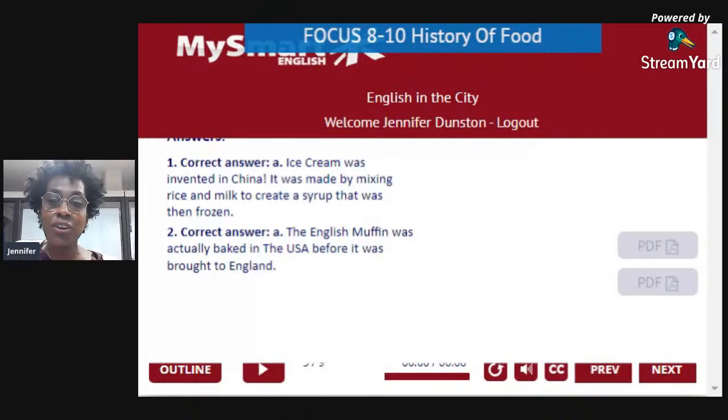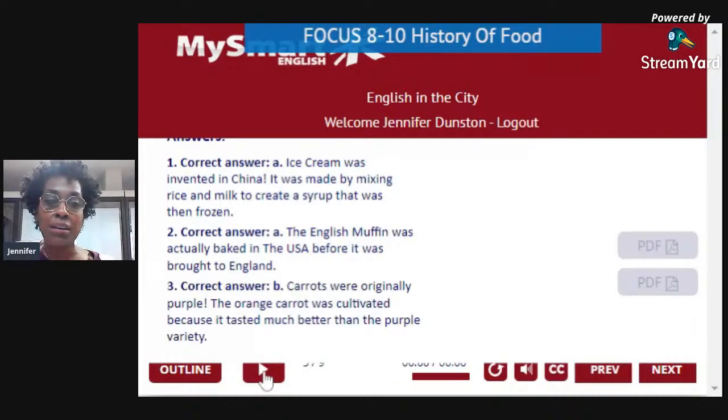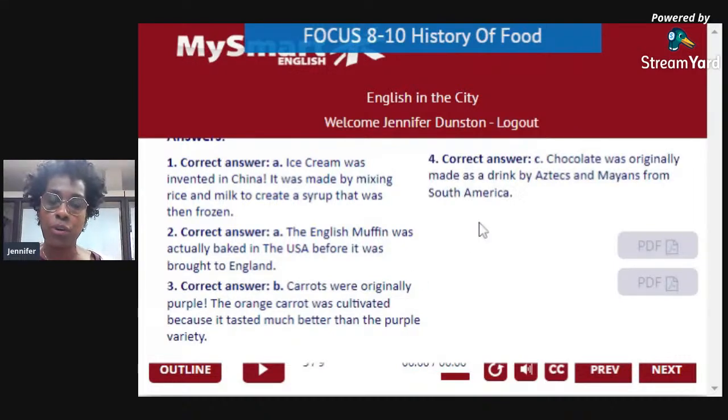Let's take a look at the answer for number 3. Correct answer, carrots were in fact purple. Fantastic. Thank you, Roberta. And you love purple carrots in your house. Well, what do purple carrots taste like? Can you tell us? It says that the orange carrot was cultivated because it tasted better than the purple variety. I don't see how food can be better than purple. I would love to eat some purple food.